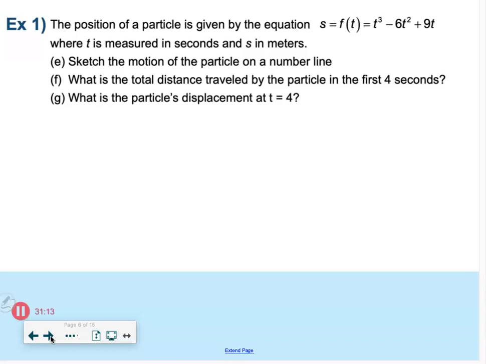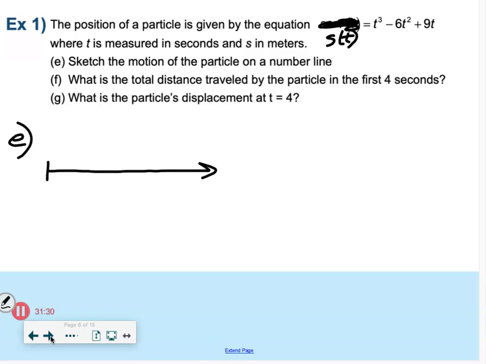Now, when you have to sketch on a number line, the College Board is never, ever, ever going to ask you to sketch motion on a number line, ever. But your book, I think, asks you for it. So I'm not going to spend a lot of time on this. I'm just going to give you a little demo.